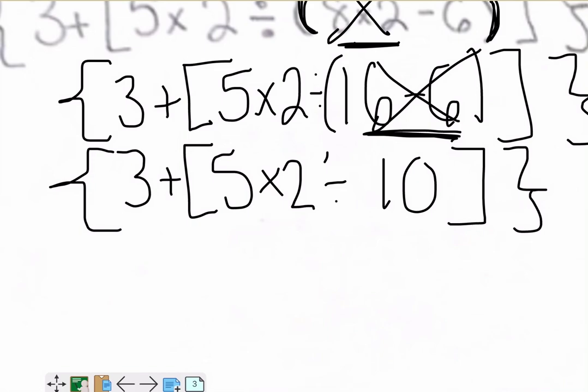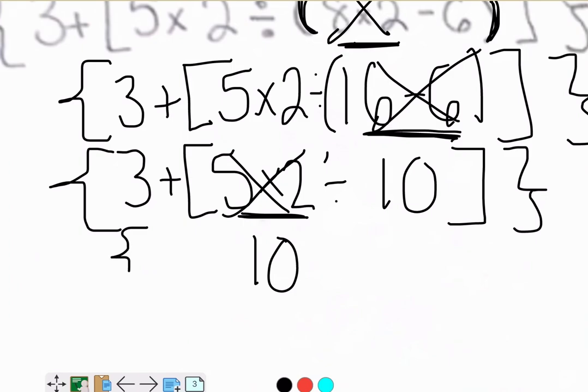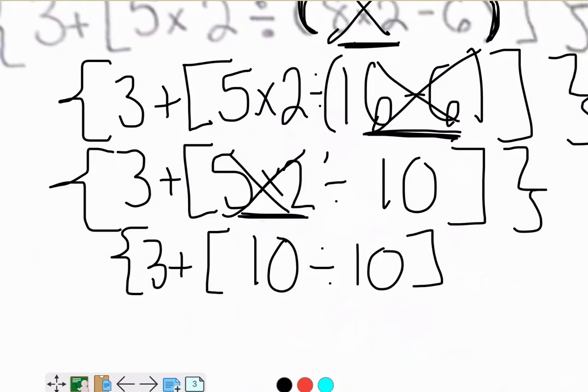People are going to want to say, oh, I can't do 2 divided by 10. You shouldn't be doing 2 divided by 10. Anyways, you should start with the multiplication because it comes first. 5 times 2 is 10. Cross it out. Bring everything else down. And then that gives you a super simple problem where you have 10 divided by 10.